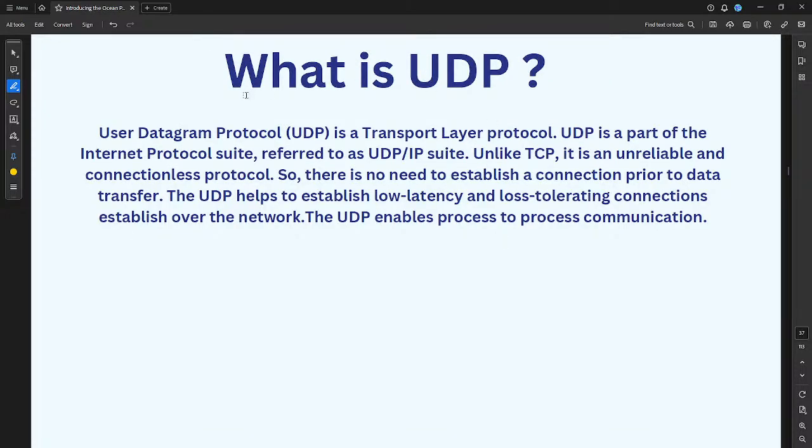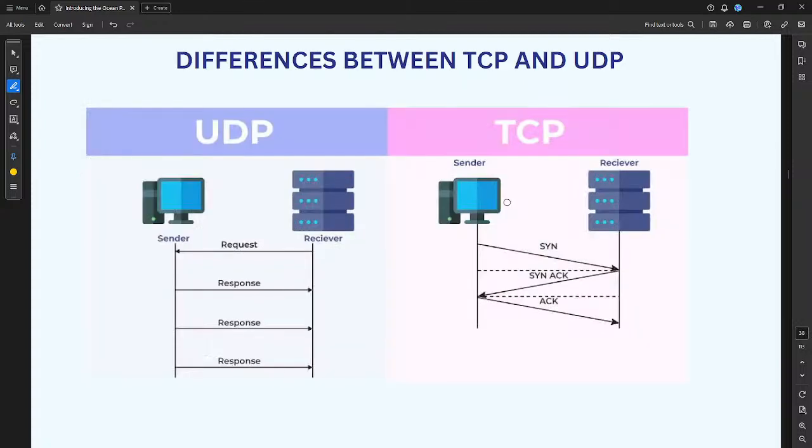Now, what is a UDP communication? Like I said, UDP stands for User Datagram Protocol, and it's a transport layer protocol that is part of the IP protocol suite. Unlike TCP, it is unreliable and it is connectionless. I've said this before. So there is absolutely no need to establish a connection prior to data transfer, and UDP helps to establish low latency and loss-tolerating connections over the network. That is simply what a UDP connection is.